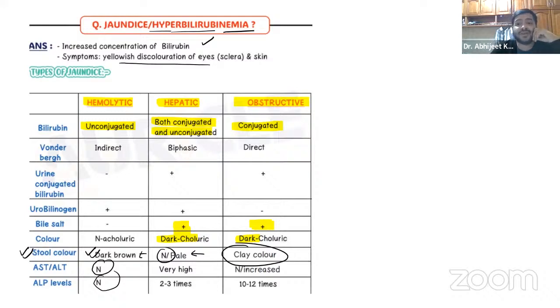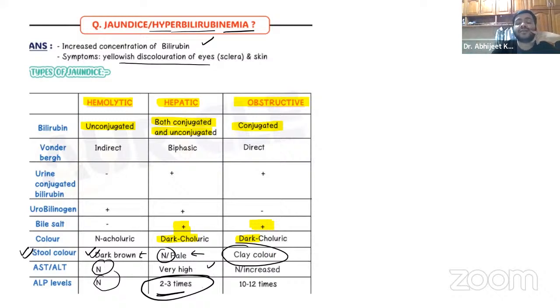But if we come to the liver part, you guys already know the ALT enzyme will be increased and ALP will be increased 2 to 3 times. That is again a significant marker, guys. Whenever a patient of hepatic jaundice comes to me, if I do the LFT test, obviously the ALP levels will rise twice or thrice automatically.